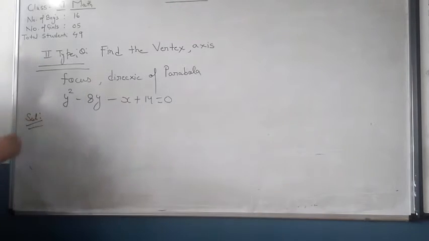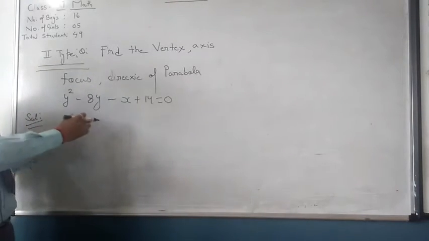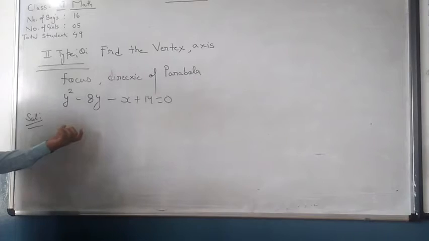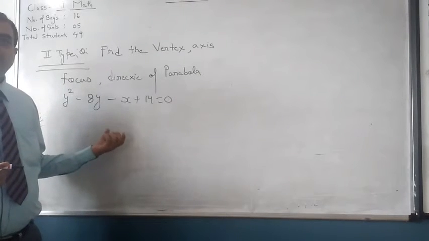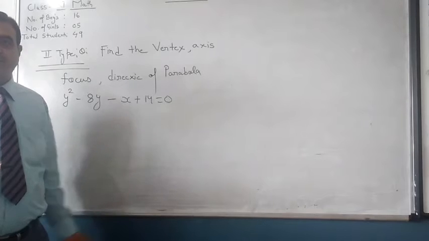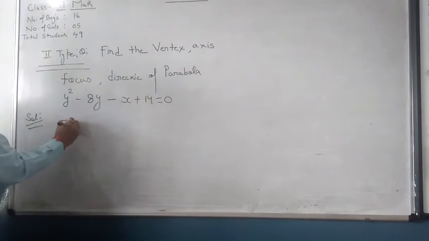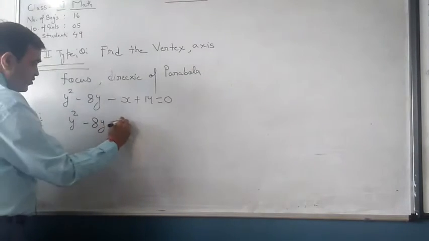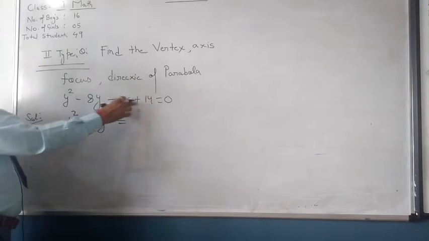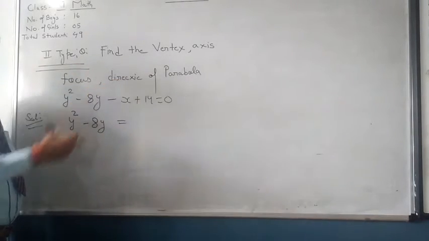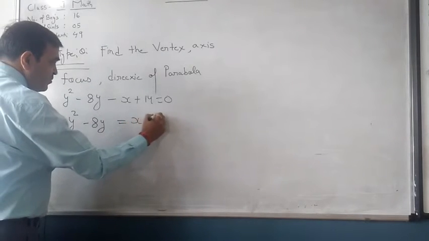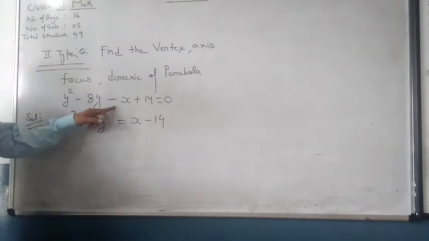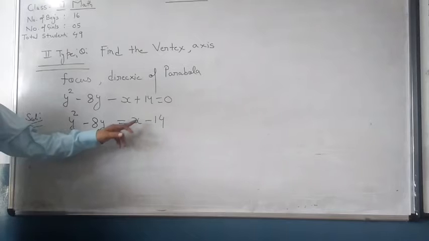Solution. First of all, we convert this equation into the form y square equals 4ax. So this can be written as y square minus 8y is equal to, sending these two terms minus x and plus 14 to the right hand side, so this will be x minus 14. Is it clear? So now this equation becomes y square minus 8y is equal to x minus 14.